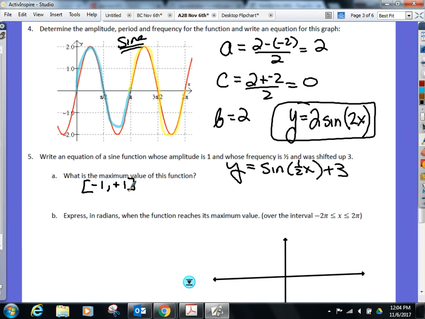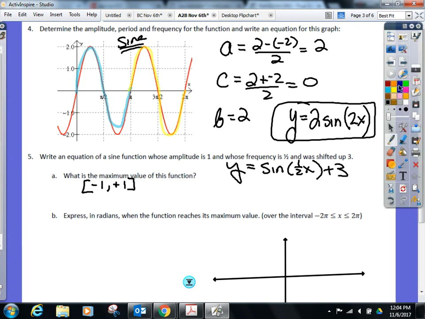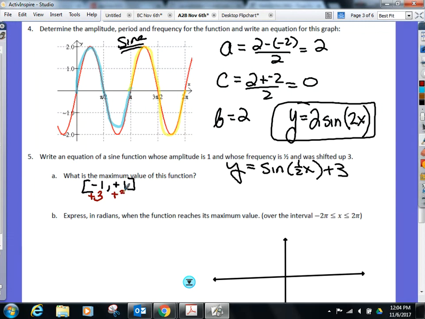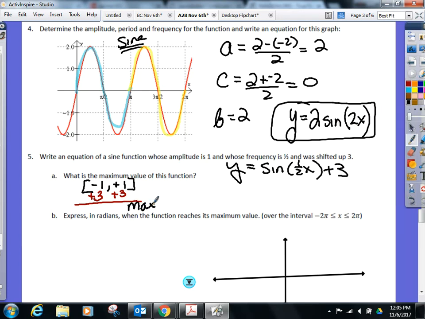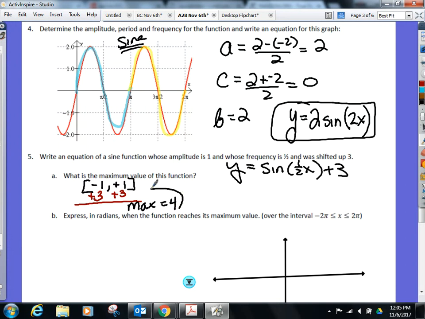Now I shift it up 3. So this new min and max gets shifted up 3. I don't care about the minimum. Lucas, what's my new maximum though? 4, yeah. So the new max is 4. Nice job.